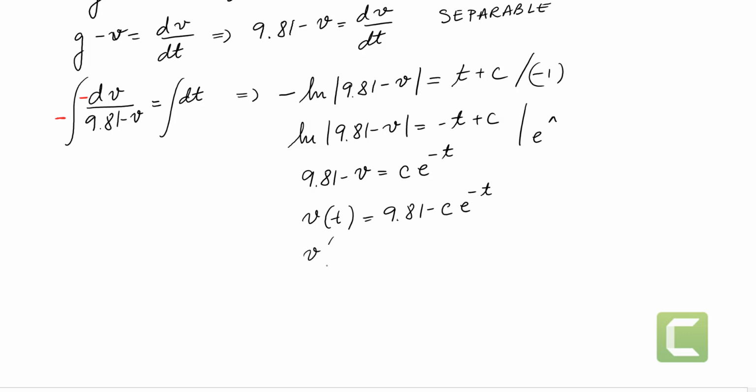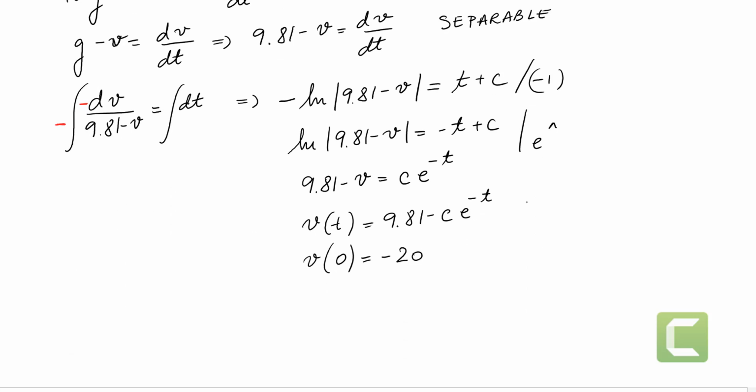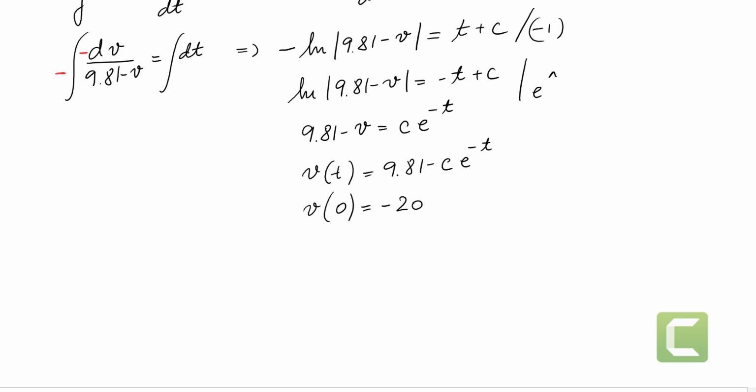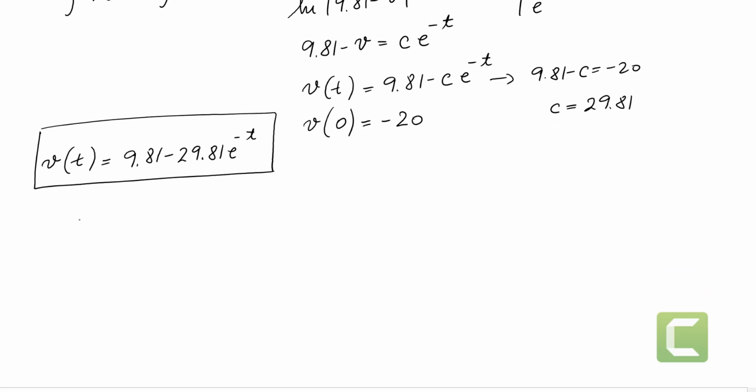We know that the initial velocity, v of 0, equals negative 20. Let me check that again. Yes. So if we set t equal to 0 in this equation, we get 9.81 minus c equals negative 20. So c equals 29.81. So the velocity at any time t is 9.81 minus 29.81 e to the negative t. I'm going to put this in a box, important, I'm going to refer to it. From here, we can find x of t.